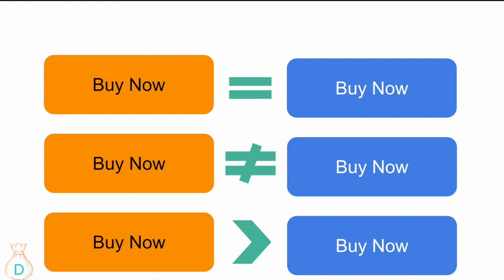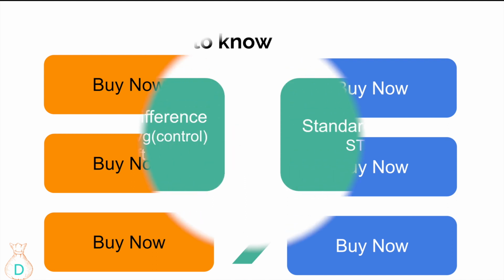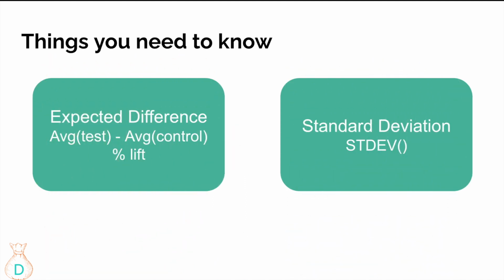It can be an orange button better than a blue button, but it can also be a blue button better than your orange button. These unequal conditions are what we call the alternative hypothesis, and that's what you want to test out: to see, are they the same or are they different? So these are two major things you need to know before you calculate your sample size.